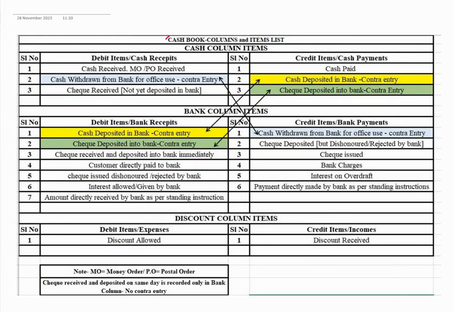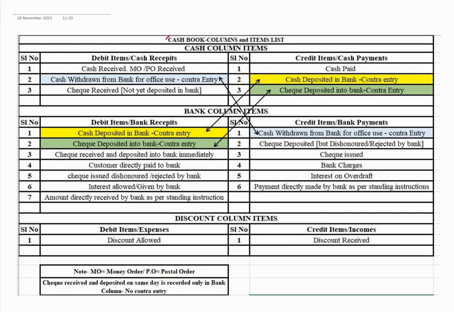Dear students, in this video, I am explaining the items of cash book. When we are preparing a two-column cash book, that is a double column cash book, or a three-column cash book, we have to consider three major items and their nature, their process, etc. Here, cash, bank, and discount related items we need to consider, and we need to understand which item needs to be debited and which to be credited.